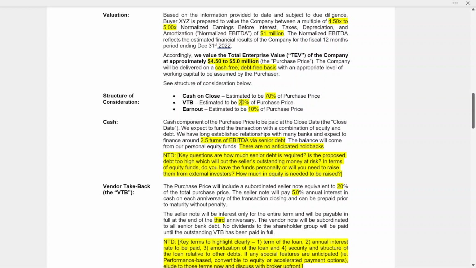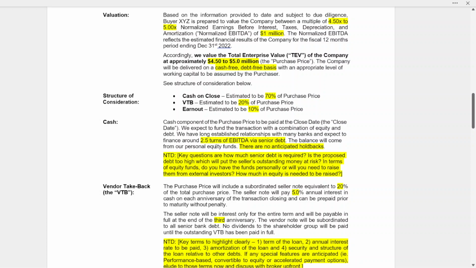So say, for example, the purchase price is $5 million. 70% of 5 would be $3.5 million. So they're saying 2.5 of that 3.5 will be financed with bank debt. The balance of $1 million will come from our personal equity funds. So these are high net worth investors.